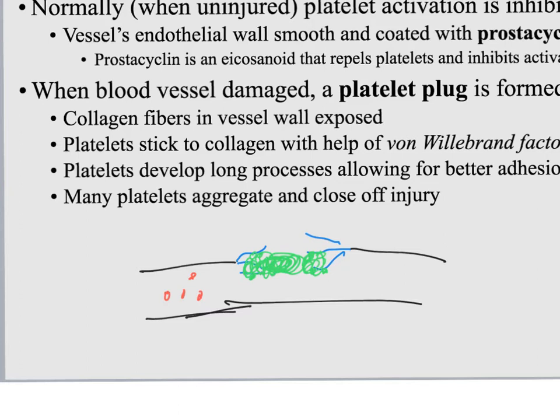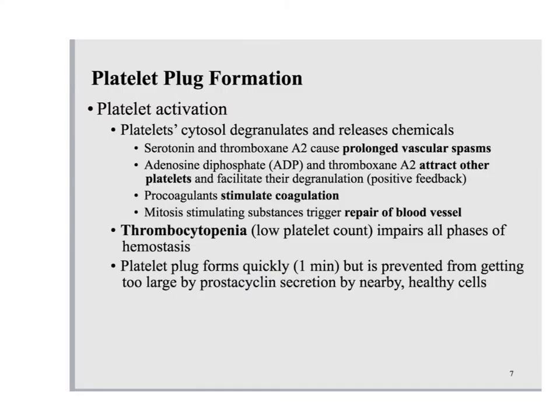Okay, so why is it just happening right here and not all the way along the vessel? Well, the normal cells, the healthy cells that are in this part of the vessel, they're producing stuff that will inhibit platelet plug formation. So it only happens where the vessel's broken. Okay, it only has to happen where it's necessary.